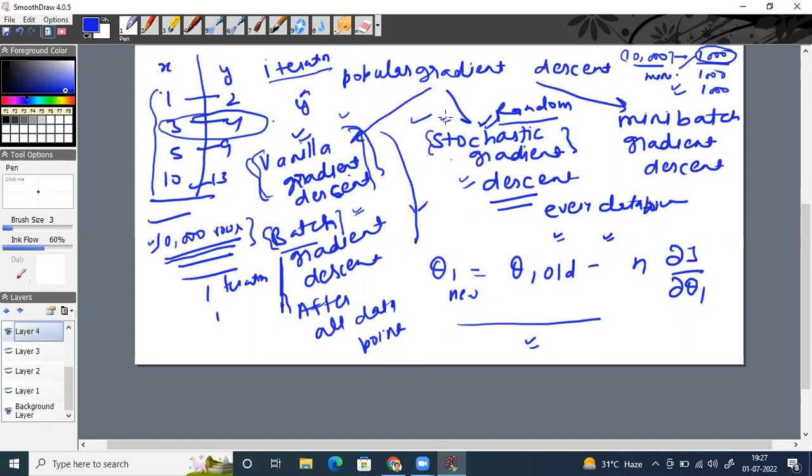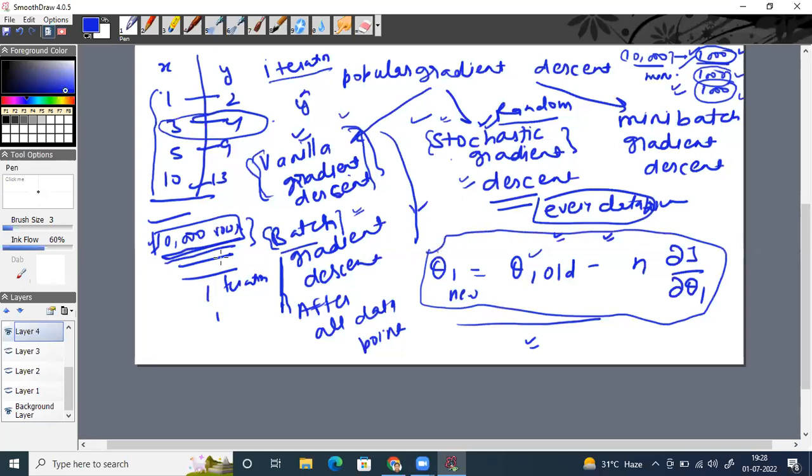Your weights, or your thetas, will be updated after every mini batch, meaning after 1,000 data points have been covered, then your weight update will happen. Again 1,000 rows covered, weight update will happen. Again 1,000 rows, weight update will happen. So in vanilla, weight update will happen after all 10,000 rows. Here, in stochastic, weight update will happen after every row. Here, in mini batch, weight update will happen after every 1,000 rows. Is it clear, everyone, the three differences? They are differentiated on the basis of how frequently your weight update happens, how often these equations get computed again and again.